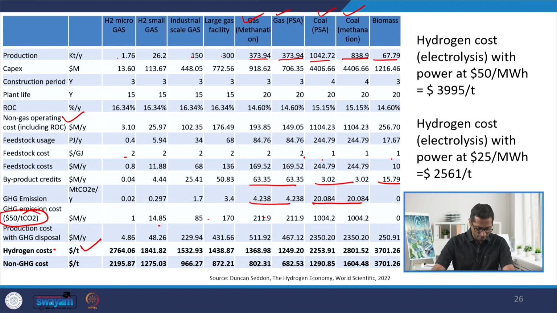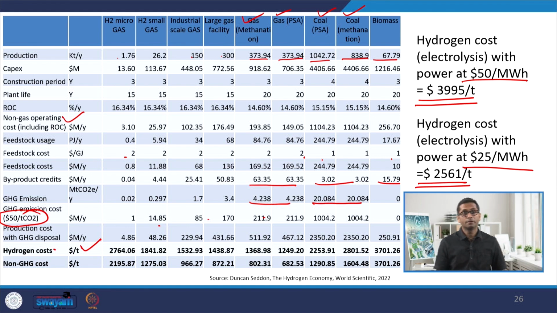And then for the sake of comparison, we can also have the non-GHG cost as we have been calculating in the earlier cases. For comparing this with electrolytic hydrogen production from electrolyzers, since these kinds of costs are very sensitive to the price of electricity, I have given two costs. One at which the electricity is available at $50 a megawatt hour, and the other in which the electricity is available at $25 per megawatt hour. So the entailing price of hydrogen from these two facilities would be around $4,000 and $2,500 per ton, or around $4 per kg and $2.5 per kg.